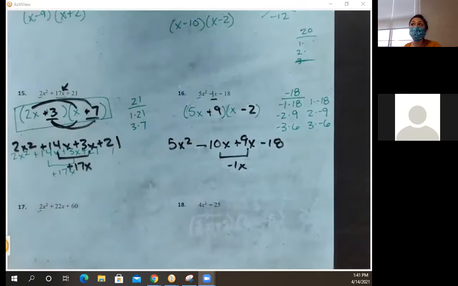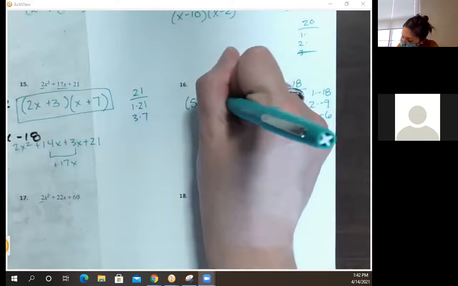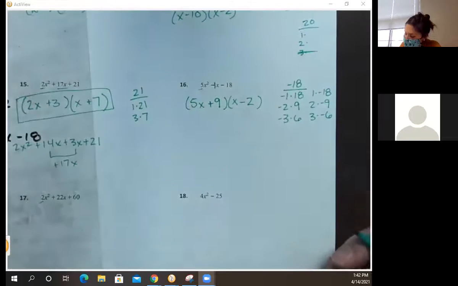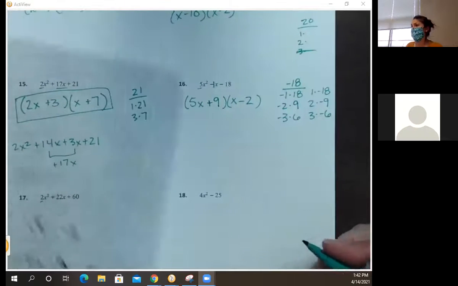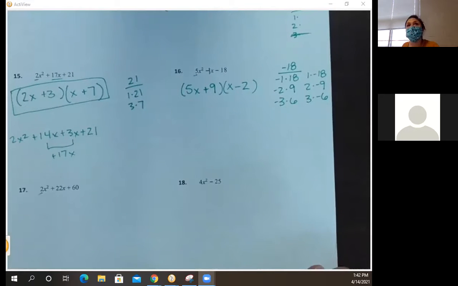So I tried something, it didn't work. I tried something else, okay? Again, it's okay when you take your retake if you have to try a couple things. That's fine. So we wanted 5x plus 9 times x minus 2. That gave us that middle that we want. Questions on 16?